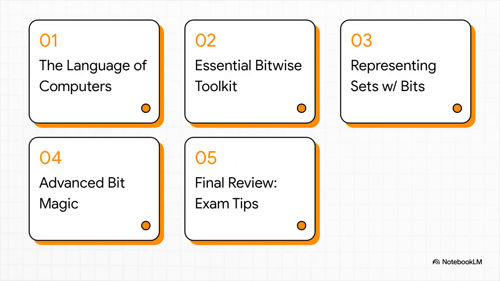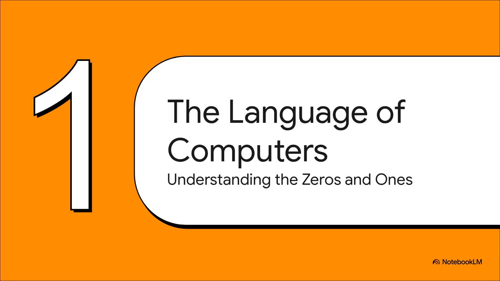So here's what we're going to cover today. We'll start at the very beginning, the language of computers, zeros and ones. Then we'll build up our essential toolkit with all the core bitwise operations. After that, we'll get into the really cool stuff, like how to represent an entire collection of items in just a single number. Then we'll take that power and apply it to some advanced algorithms. And to wrap it all up, we'll talk strategy for how to nail these kinds of questions in your next technical interview or exam.